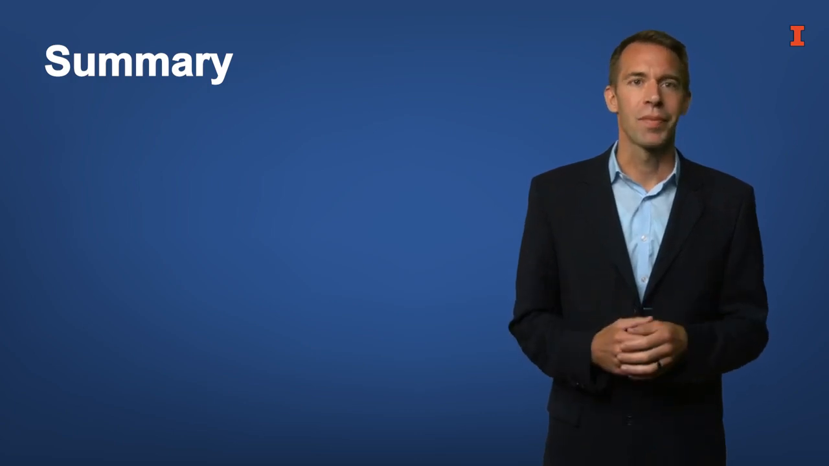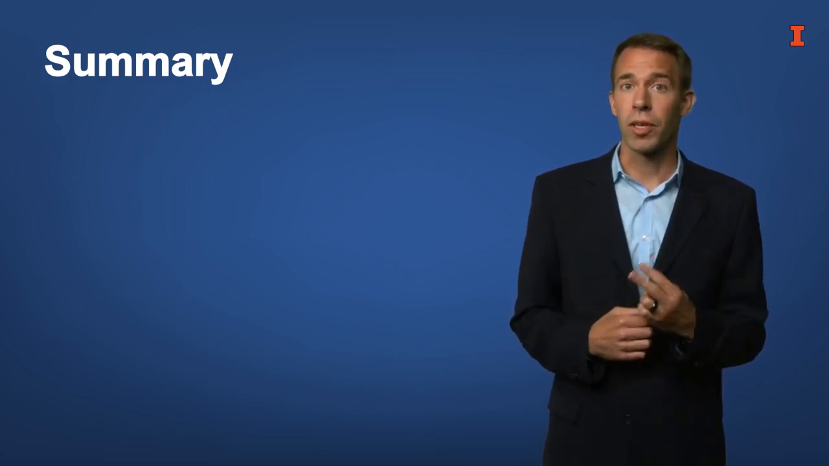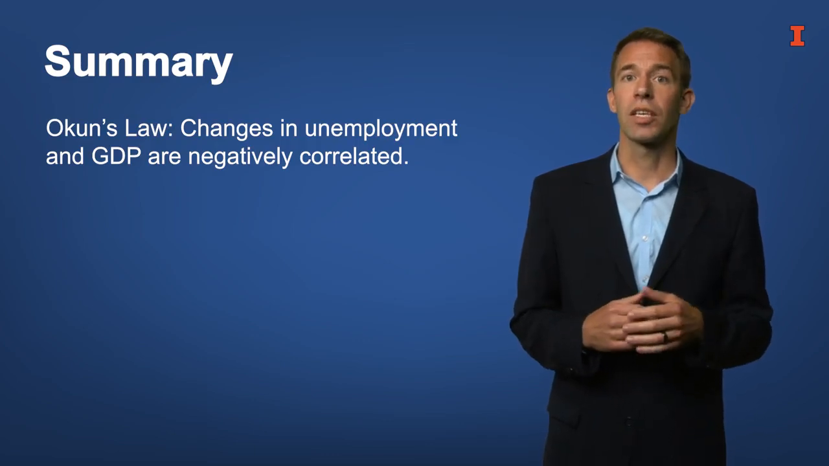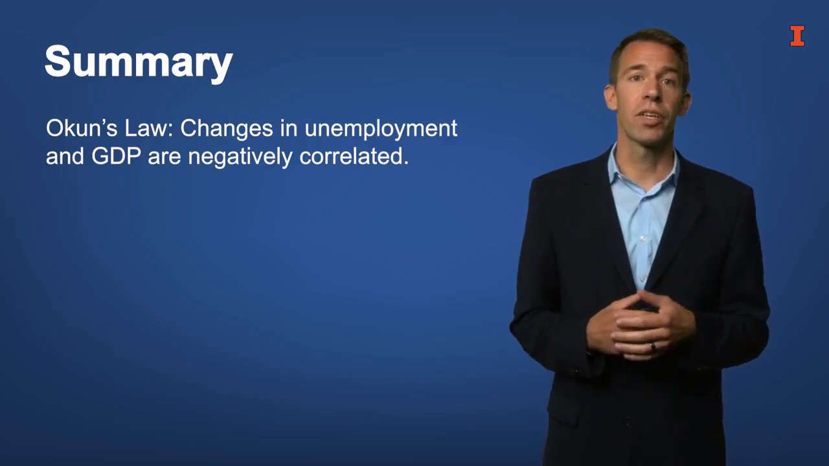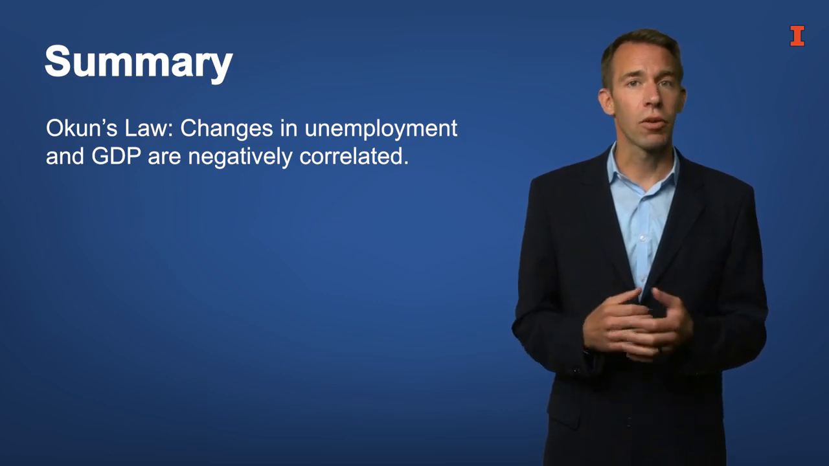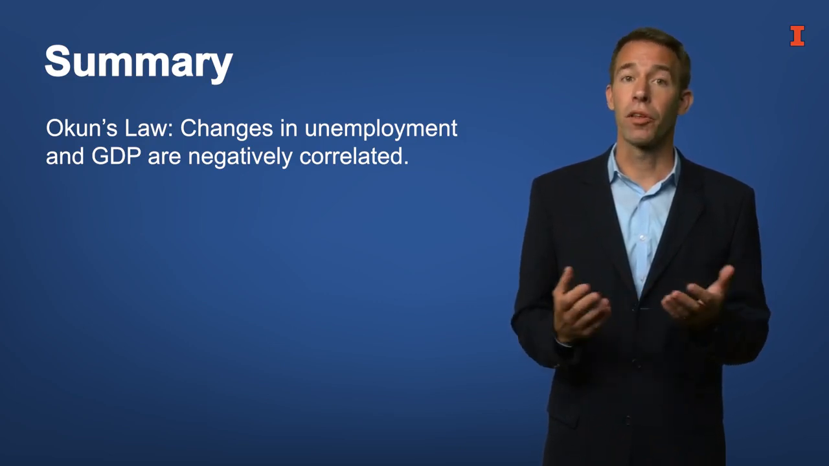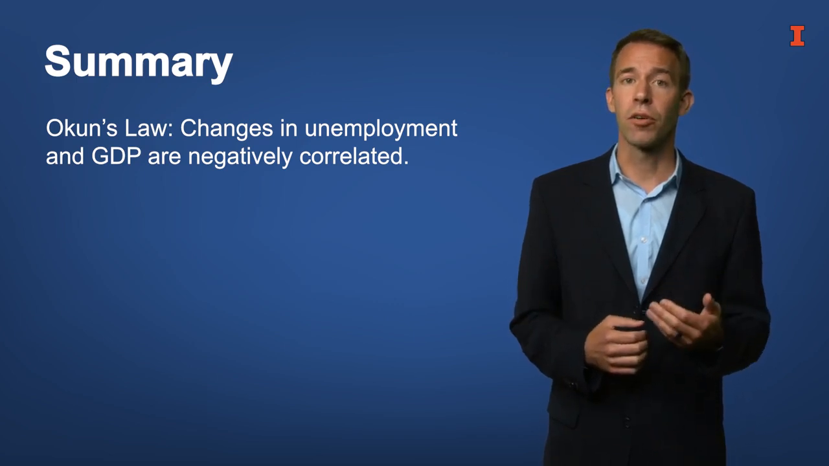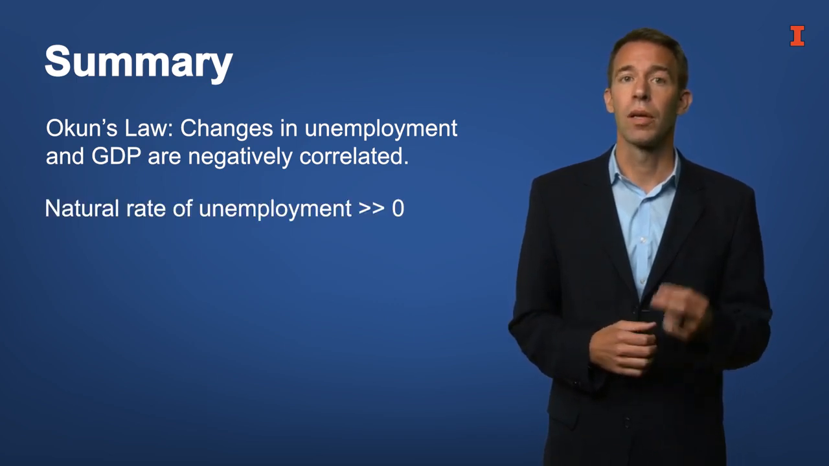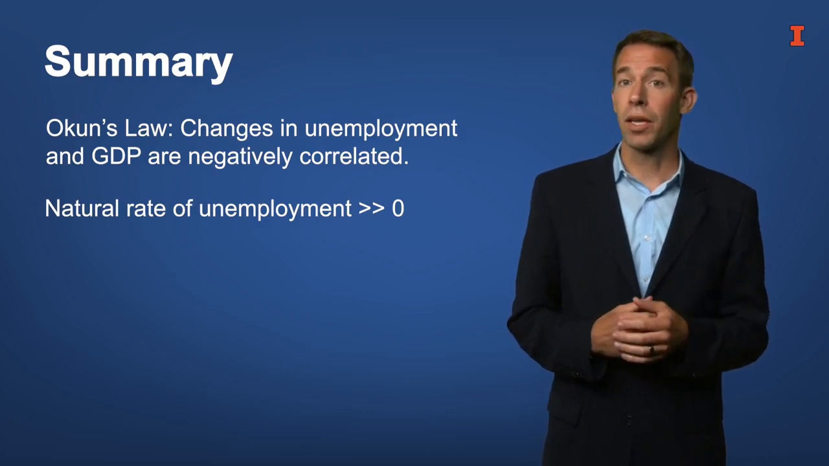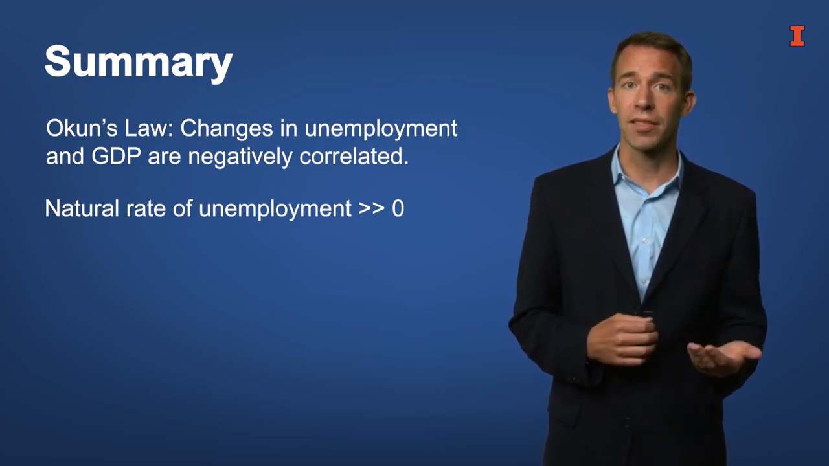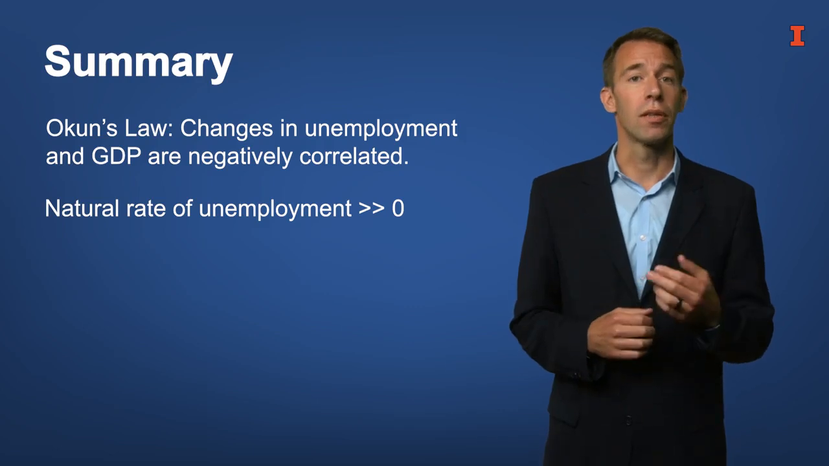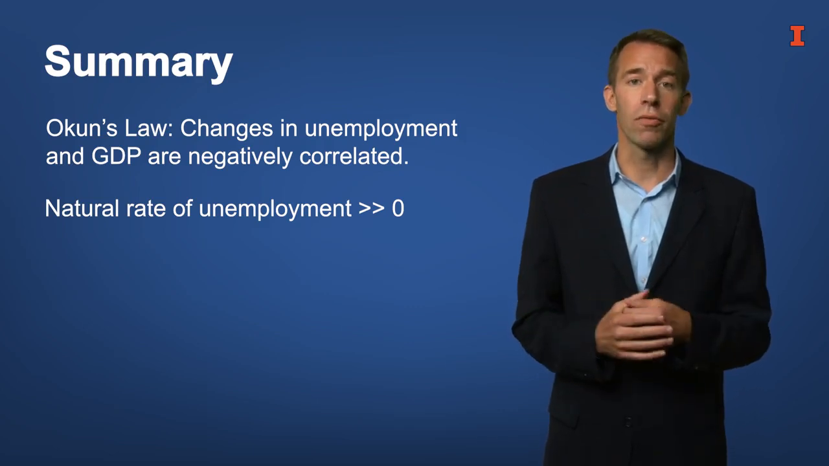Let's wrap up. We covered two concepts in this session. First, we saw that changes in unemployment and real GDP are negatively correlated in the data. This is called Okun's law. This relationship guides monetary policy decisions. Second, even when the economy is growing at full capacity, unemployment will be greater than 0. This is called the natural rate of unemployment.